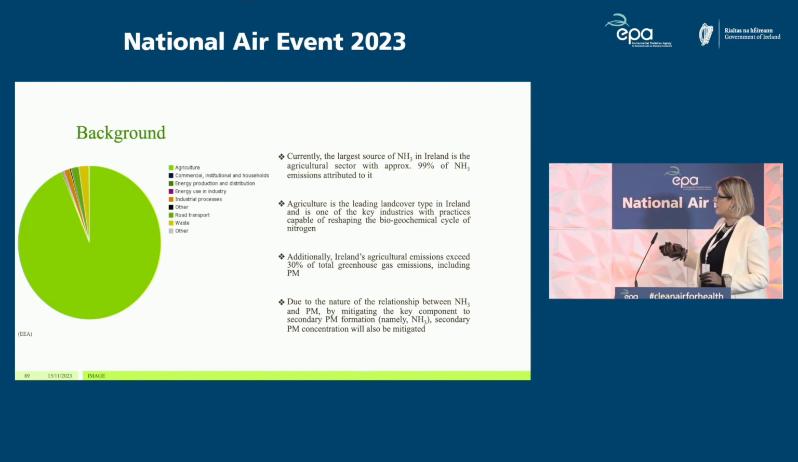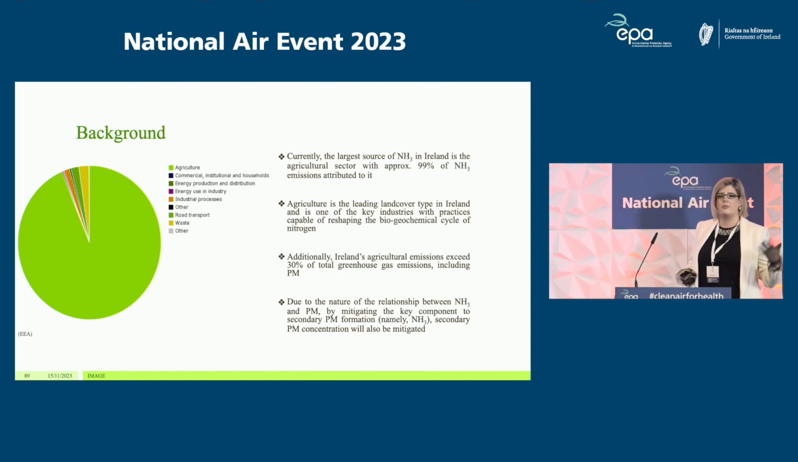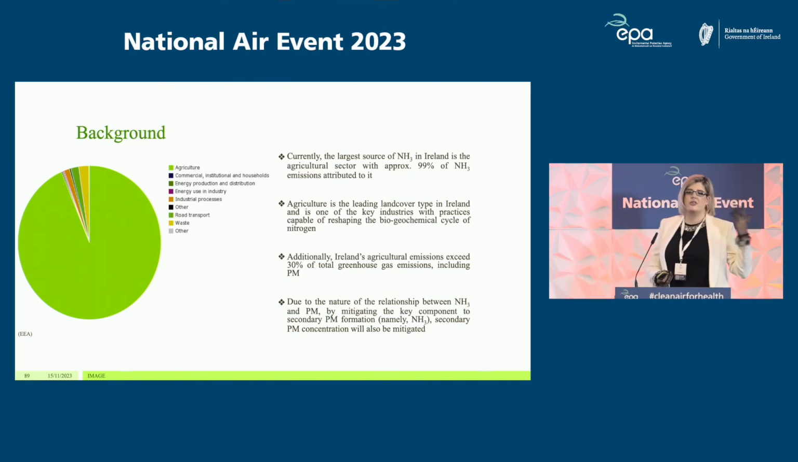So just to finish off the background, currently the largest source of ammonia, which is one of the biggest contributors to secondary particulate matter, secondary aerosols, is agriculture, which also produces about 99% of emissions, as you can see from the graph. It's the biggest contributor, mainly because of fertilizer use, slurry use, etc. We all know why they're the biggest contributor. Agriculture is also the leading land cover type in Ireland and is one of the key industries with practices capable of reshaping biogeochemical cycles, such as the carbon cycle, the nitrogen cycle.